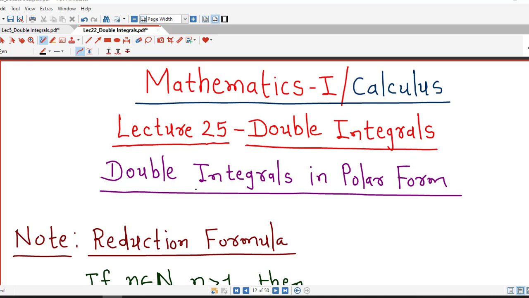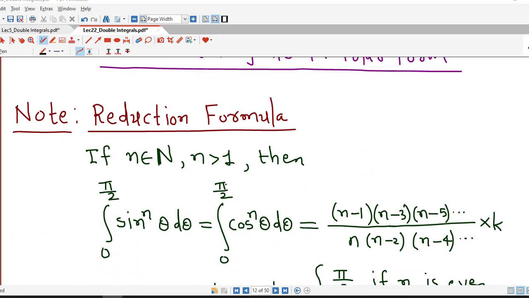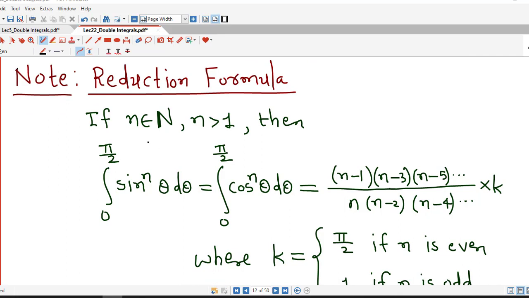In this lecture we will do one more problem in double integrals in polar form. So for this problem we require this formula. So we just understand this reduction formula for powers of sine and cosine.